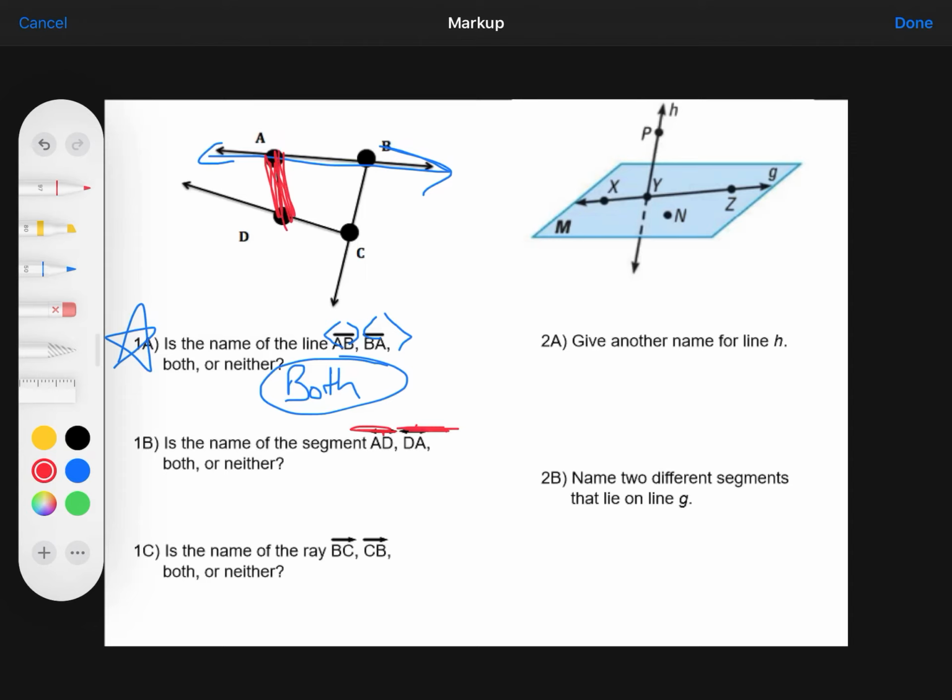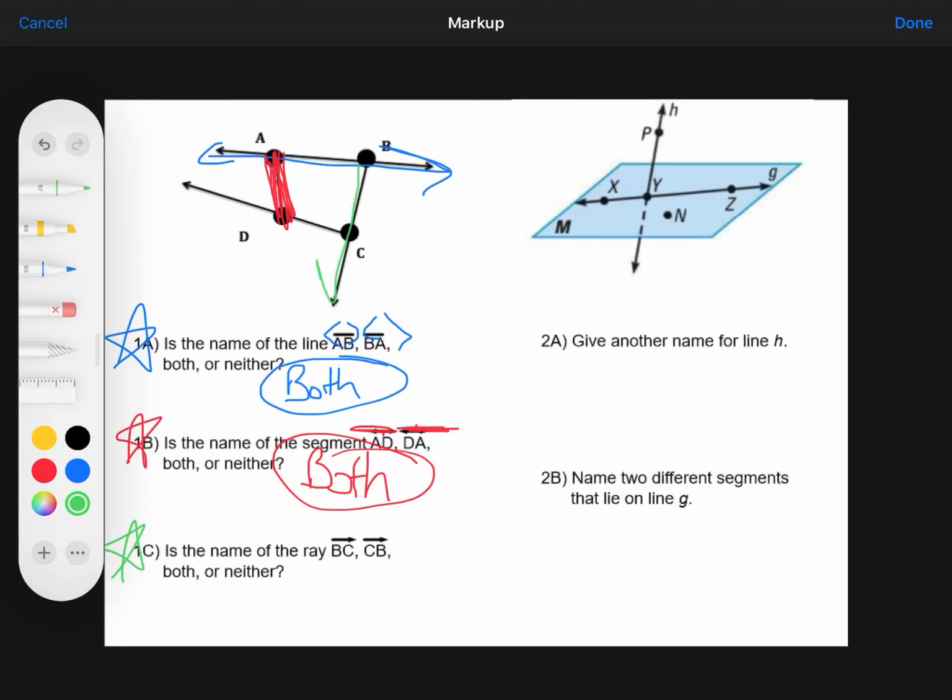This segment here, AD. But is AD one of the names? Or is it just DA? Or are both names equally good? Or neither? So once again, pausing and answering. And of course, again, the answer is both. It doesn't matter. No big deal. Great. Easy enough.